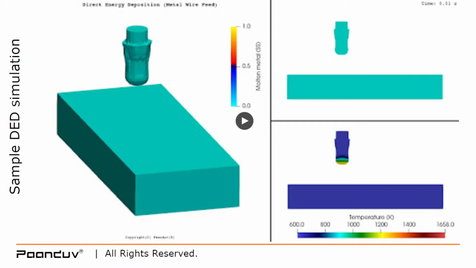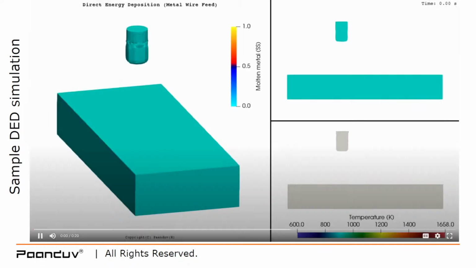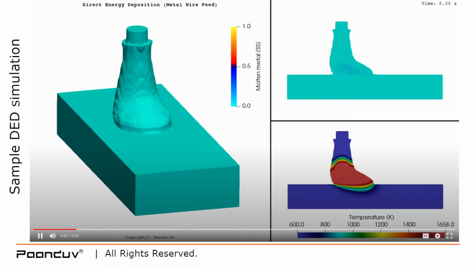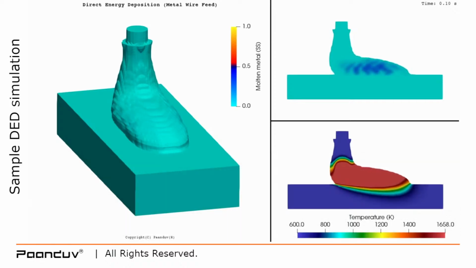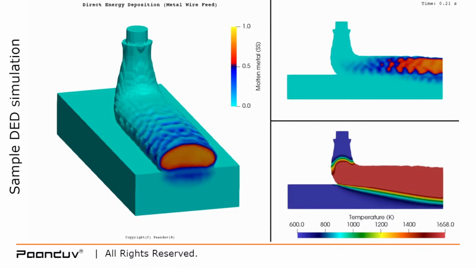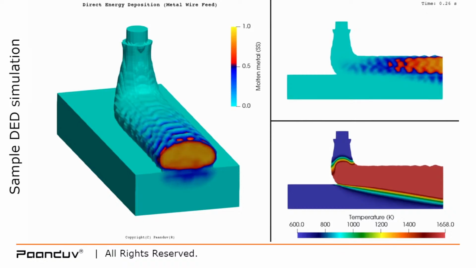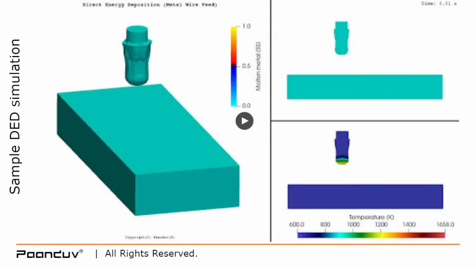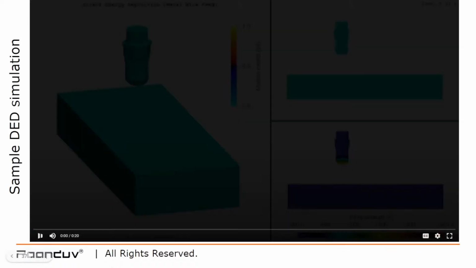If I play a video for a sample DED simulation, you can see that the wire comes in, the laser shoots at the wire, it melts, and you can see the molten metal is formed, and the bottom substrate is moving in the right direction. Therefore, the molten metal that is formed on top of the substrate is also moving along. I'll play the video one more time in case you missed it.